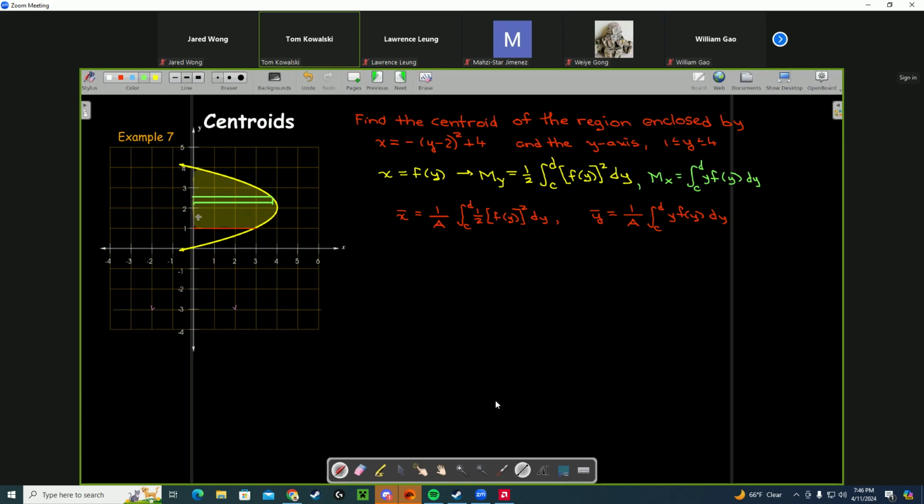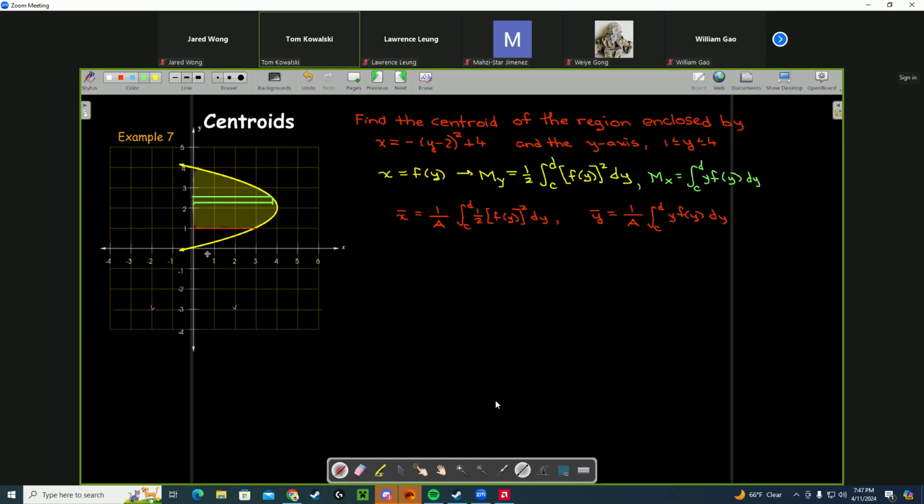Well, x is my f of y. And then I would multiply that times the distance from the center of the rectangle to the y-axis, which would be half of f of y. So I know that this is going to have a half of f of y times delta y. And so when it becomes an integral, it's going to be the half f of y squared dy.